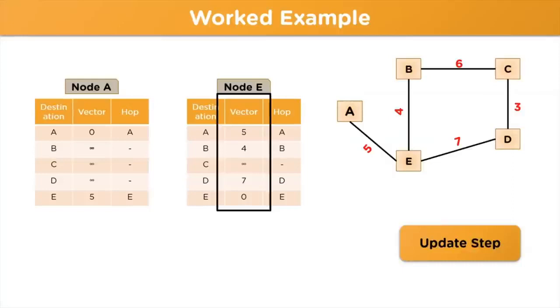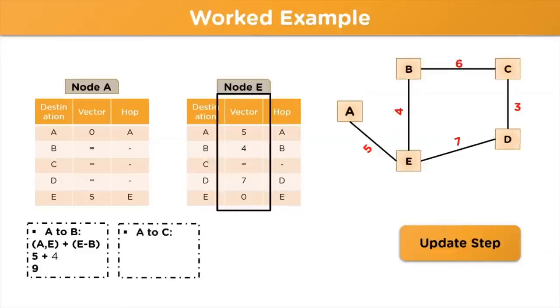Let's move on to the next one, that is moving from node A to node B. That would be A comma E, as we are using the vector column of node E, plus the distance used to reach B from E. A comma E represents 5 and E to B represents 4 according to the network model. So the value is 9. Similarly, let's solve for A to C. For A to C we have A comma E plus the distance required to move from E to C.